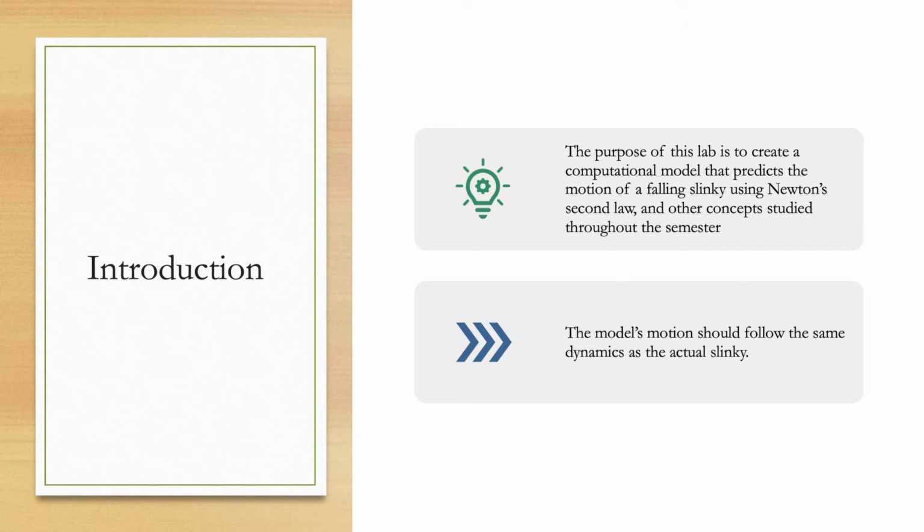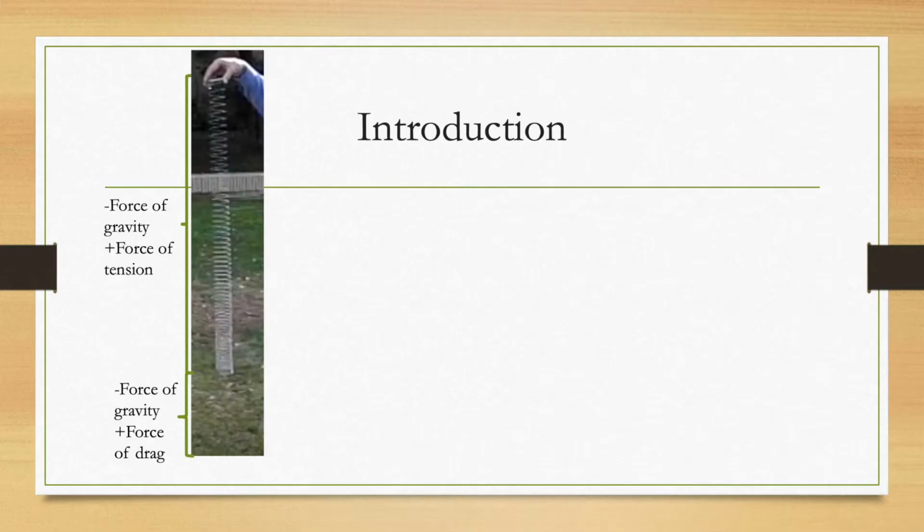First, the purpose of this lab is to create a computational model that predicts the motion of a fallen slinky using Newton's second law and other concepts that we have studied throughout the semester. Our model's motion should follow the same dynamics as the actual slinky.